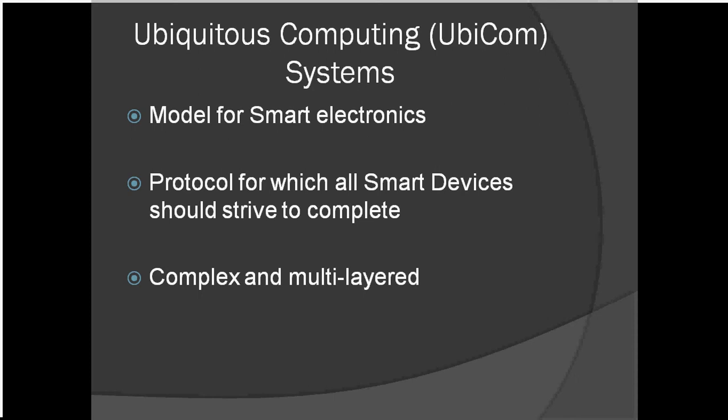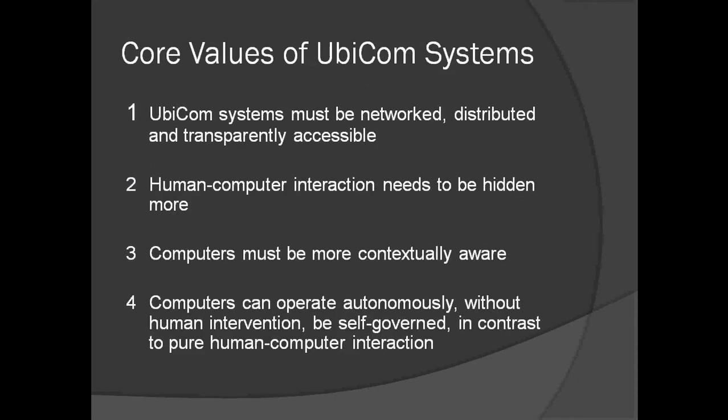Now I'm going to talk a little bit about what a ubiquitous computing system is. This is the framework behind what a smart electronic is. It's kind of like the model, you could say. Now, it's a protocol for all smart devices and what they should strive to become or complete. Now, the idea behind a ubiquitous computing system is complex and multi-layered. So we're going to define them a little bit more in this next slide.